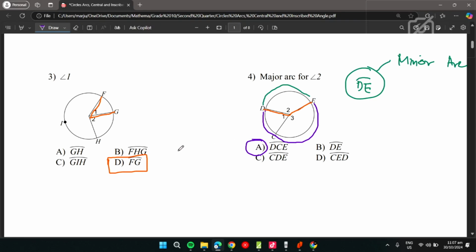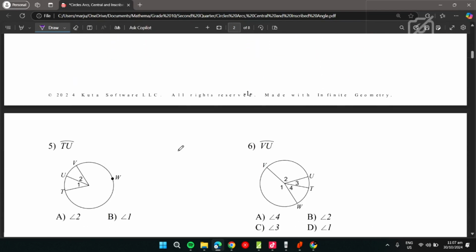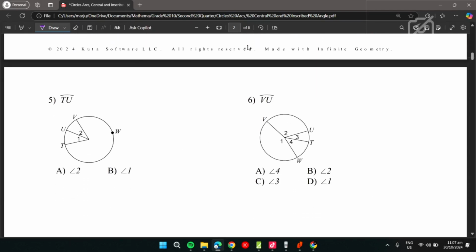Let's proceed with number 5 and 6. Alright. We are given the arc. Let's try to identify the central angle. TU. Number 5. TU. This one. What is the central angle of this arc? That's just angle 1. Very good. That's angle 1. Alright? That's angle 1.